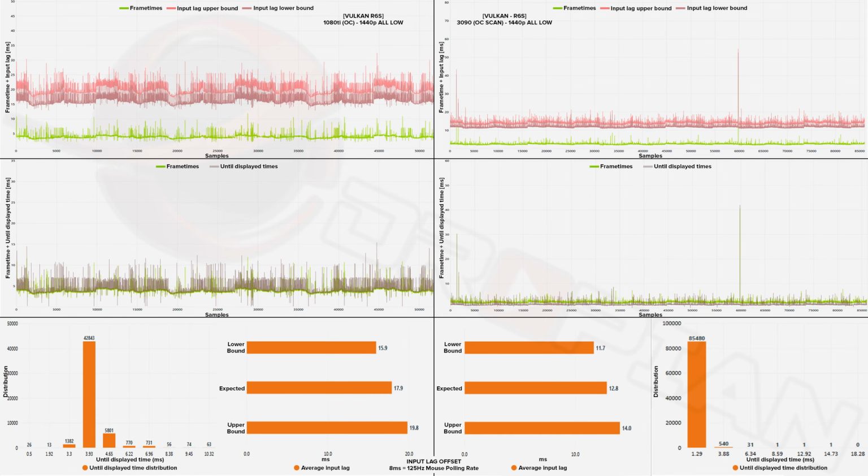Moving now to our input lag and until display times graphs, we can see all I said up to this point pictured here plainly, having close to 3 milliseconds gains in our until display times for the majority of our samples and our input lag reduced by 5 milliseconds.